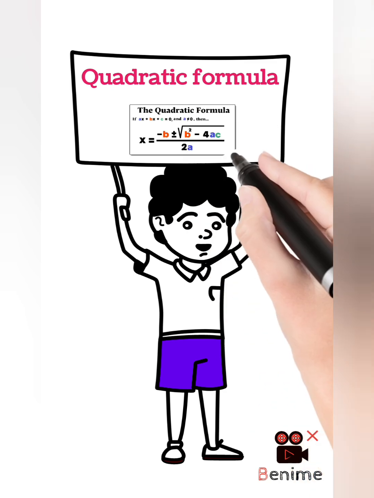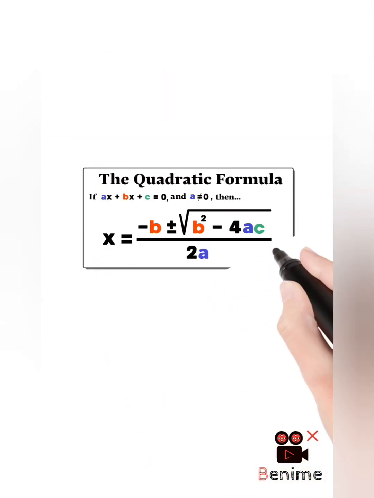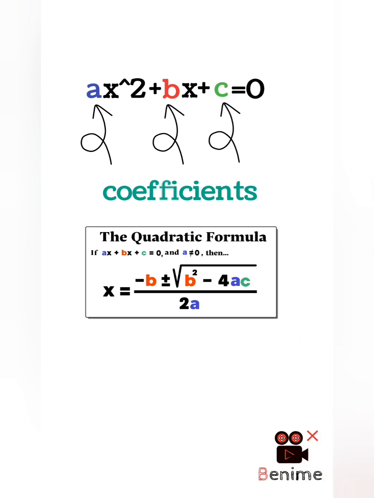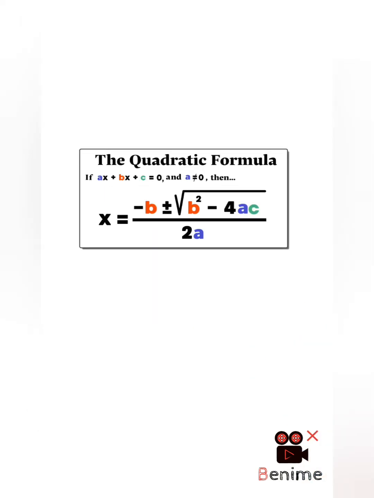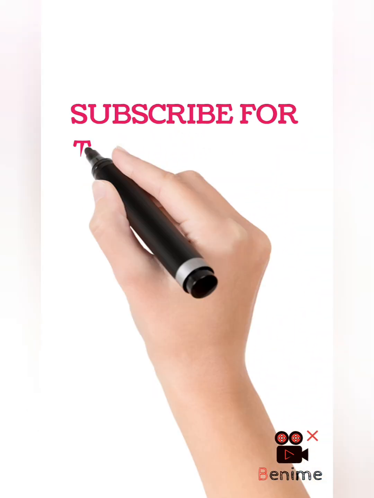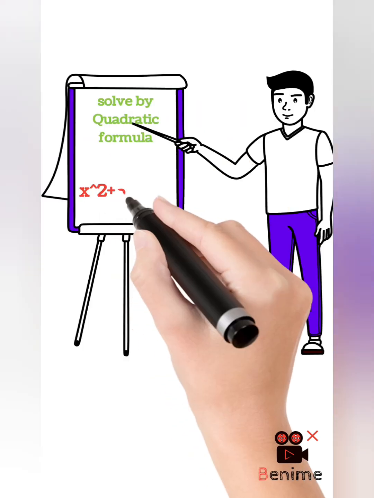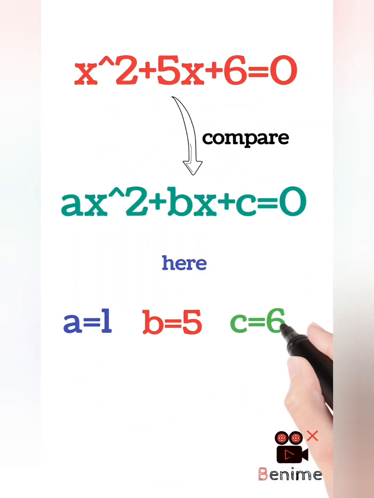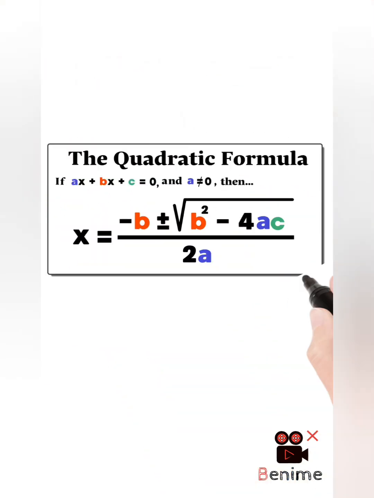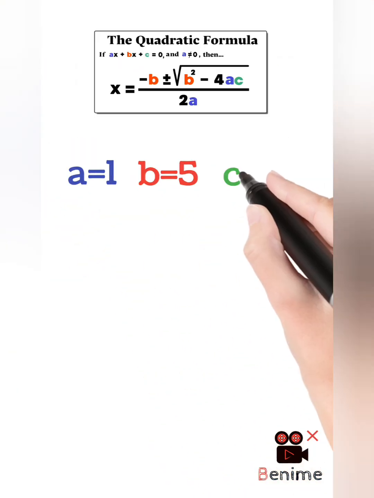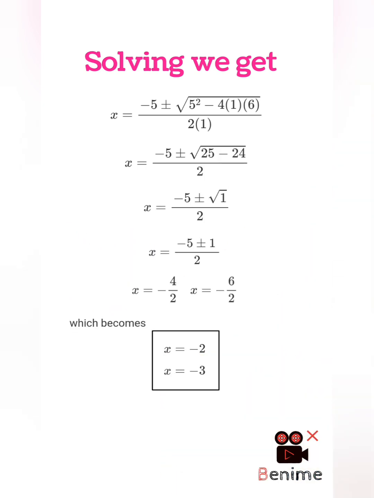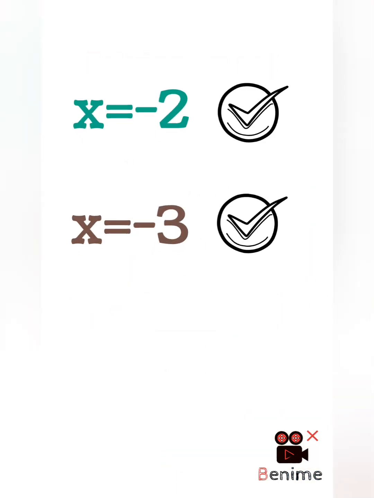Quadratic formula. It's the quadratic formula, where a, b, c are the coefficients. Match the coefficients color to color. Solve by the quadratic formula. Compare: here a equals 1, b equals 5, c equals 6. Here's the quadratic formula. Substituting the values and solving for x, we get x is minus 2 and x is minus 3.